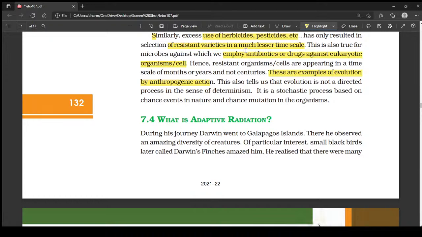This also tells us that evolution is not a directed process in the sense of determinism. Evolution is not a directed process. It is a stochastic process based on chance events in nature and chance mutation in the organism. These are important lines.